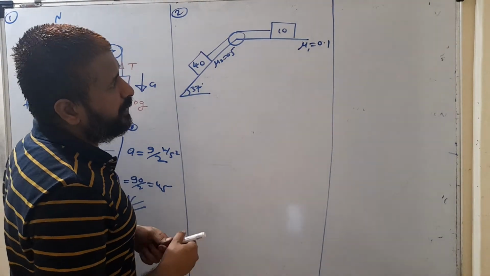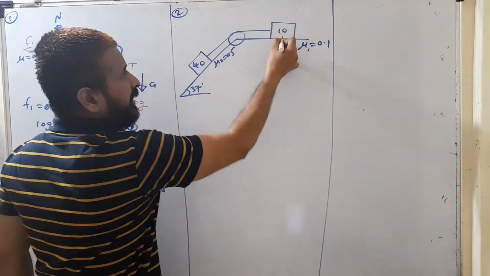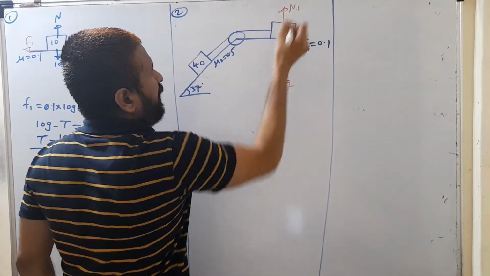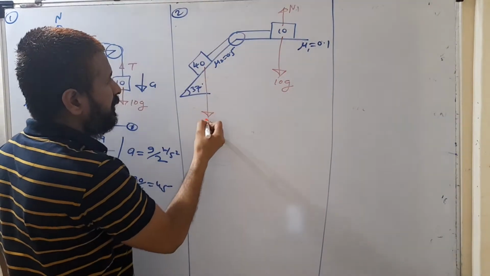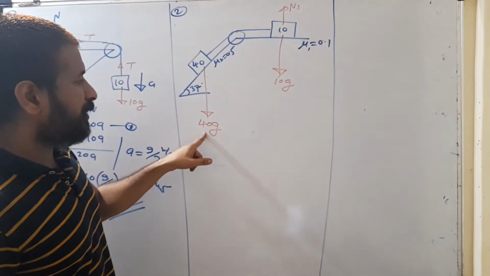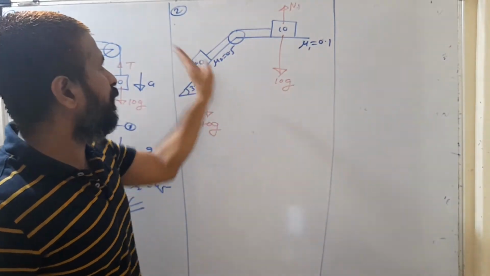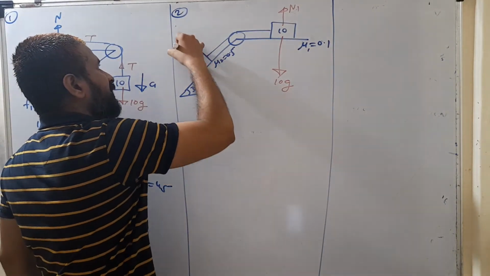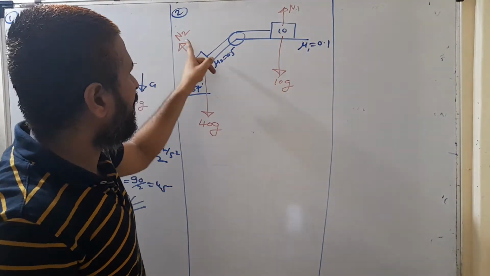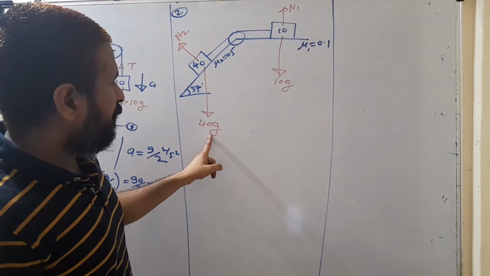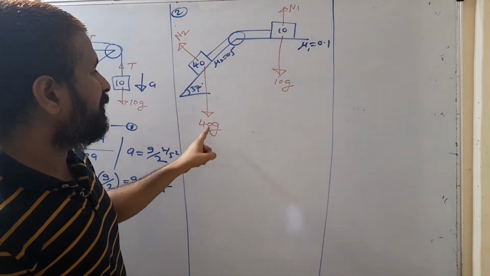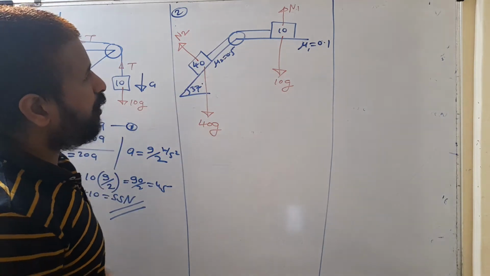Now look, show the forces. Here its weight will act, that is 10g vertically downward. Normal reaction is what? N1. Here also its weight is 40g. But this weight you have to resolve, because the normal reaction is always perpendicular to the surface. So its normal reaction will come like this, N2. So here I can say N1 is equal to 10g. But here I cannot say that N2 is equal to 40g, because this 40g is not acting against the normal reaction force.